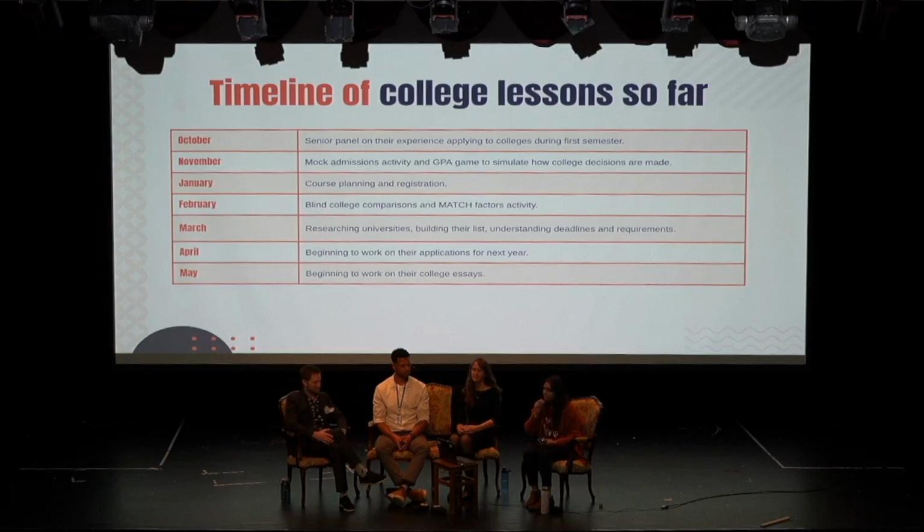Back in January, we had our course planning and registration. February, we did the blind college comparisons and match factors, so talking more about other pieces that fit with students in terms of what to look into with colleges. In this month, we started talking to students about researching their universities, building their list, and understanding their deadlines and requirements. So all of the juniors are required to have between 15 and 20 colleges by the time we come back from break on their Maya account. In April, we'll be beginning to work on their applications for the next year, and then in May, we'll be starting to work on college essays.